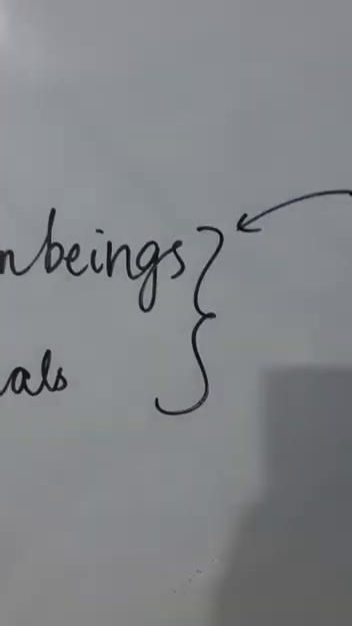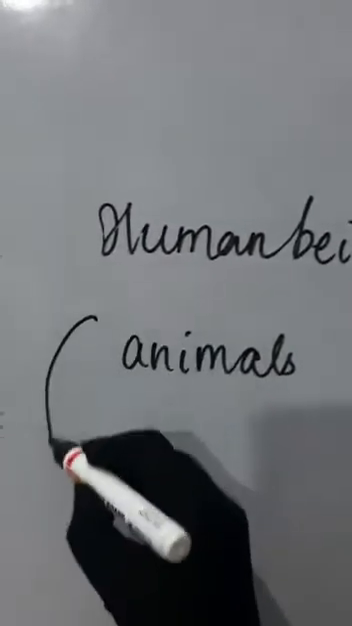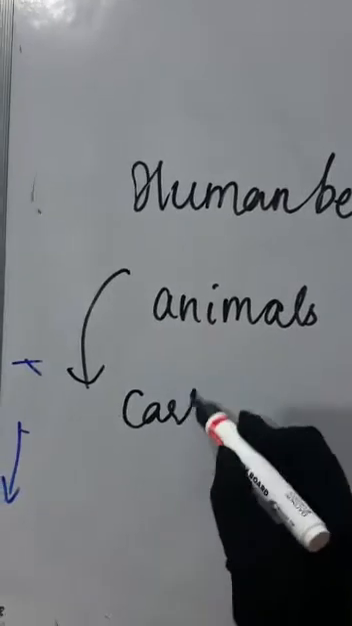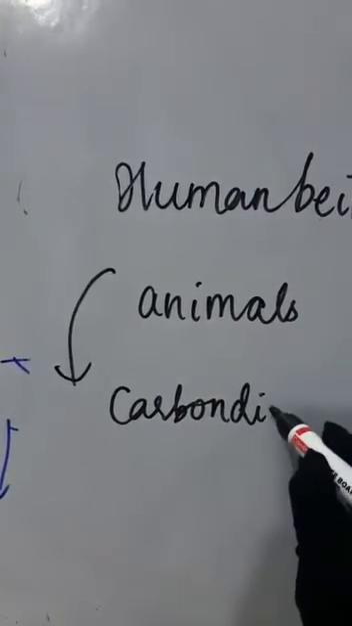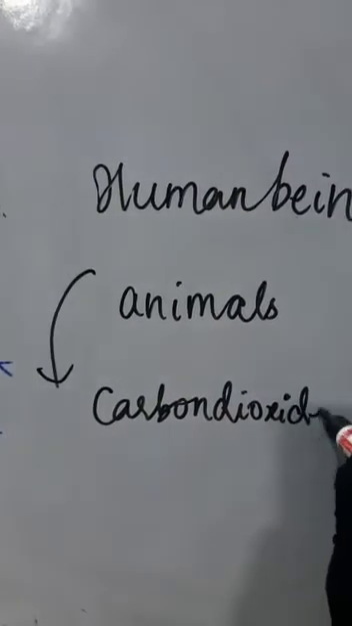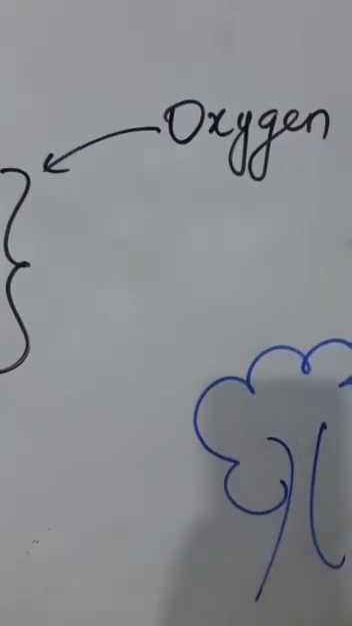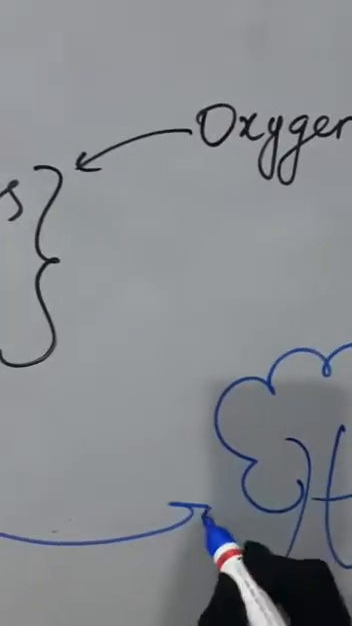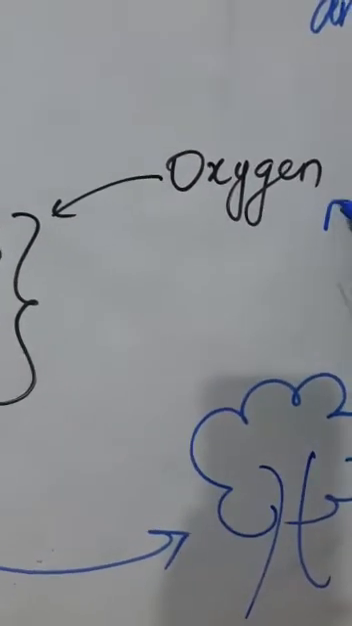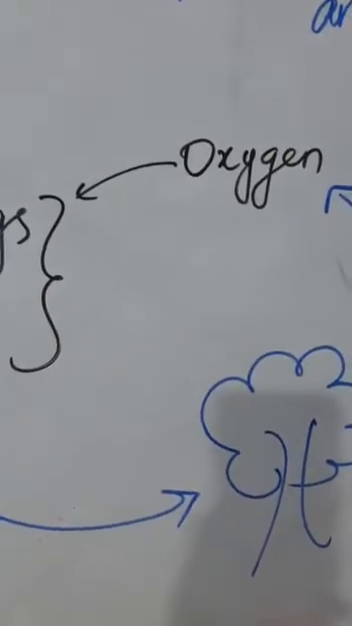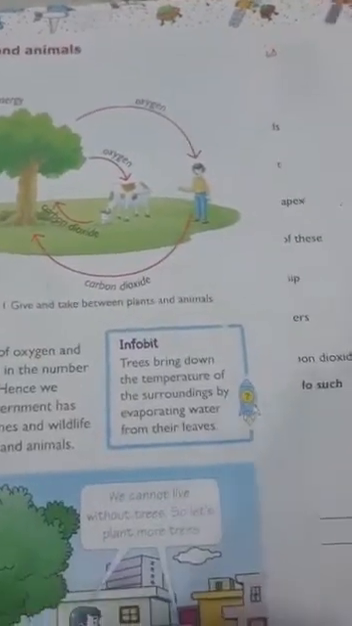Oxygen, yes, and we give out carbon dioxide, whereas plants take this carbon dioxide and they give out oxygen. Yes, so in this way they prepare the food.